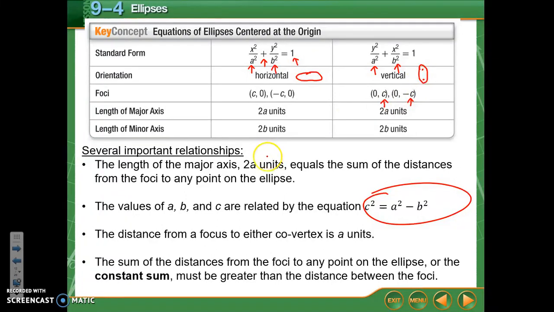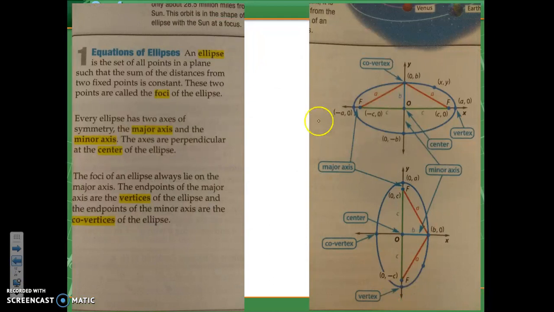We have several important relationships. The length of the major axis, 2a, is the sum of the distances from the foci to any point on the ellipse. The values of a, b, and c, this is one we're going to use a lot, are related by this: c² is always equal to a² - b². The distance from a focus to a co-vertex is a units, which I think we saw back here. So you can see what they're showing you here. If I take the distance from a co-vertex to a focus, that's a, no matter which way it's oriented.